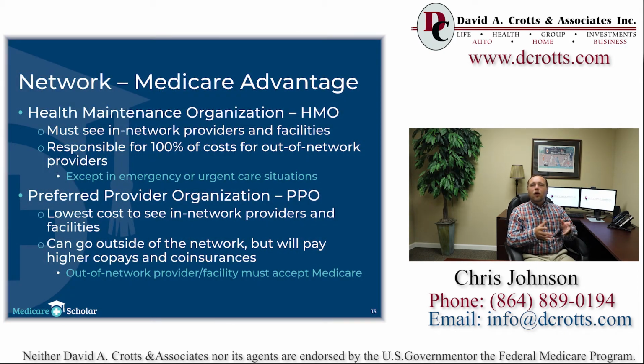The first one is the Health Maintenance Organization, also known as an HMO. Beneficiaries must choose in-network providers, except in emergency situations or urgent care situations. The second one is your Preferred Provider Organization, also known as your PPO. Beneficiaries can utilize the plan's network of providers and facilities to pay the lowest co-payments and co-insurances for covered services. They are able to go outside of the network, but will pay a higher out-of-pocket cost, and they must still see a provider and facility that participates within the Medicare program.